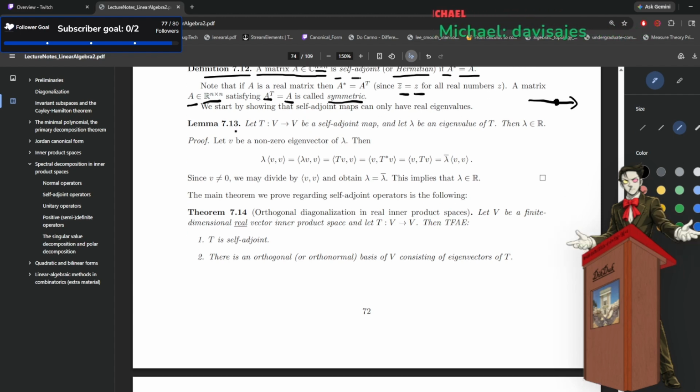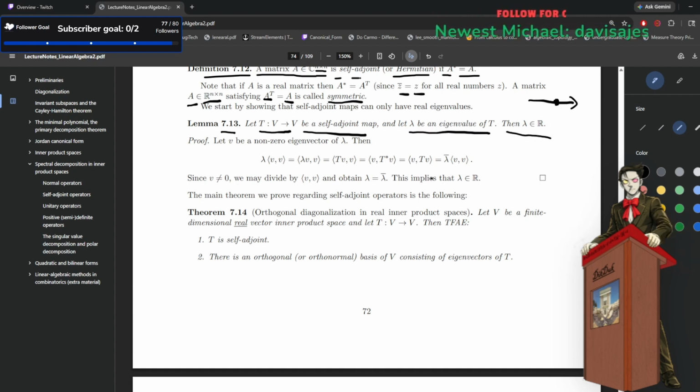Now, let's go through lemma 7.13. Let T of V to V be a self-adjoint map. Let lambda be an eigenvalue of T. Then lambda is a real number. How are we going to go about this? The proof goes like this. Let V be a non-zero eigenvector of lambda.